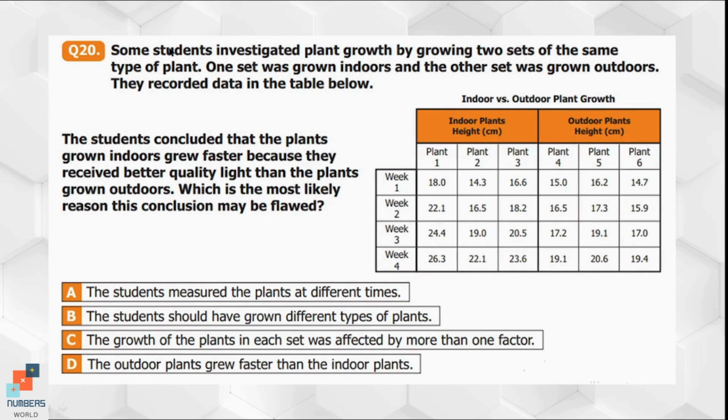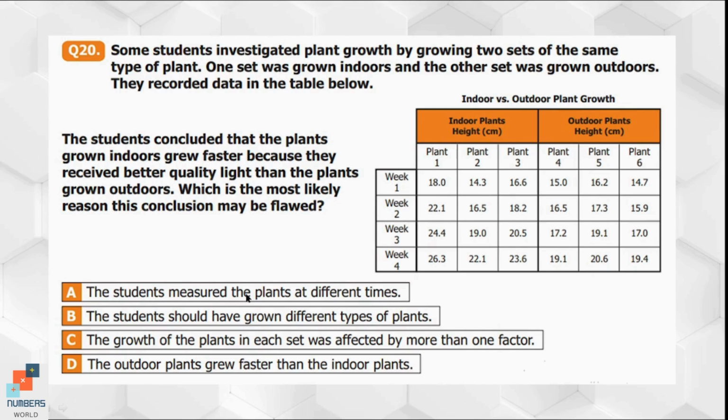Question number 20. Some students investigated plant growth by growing two sets of the same type of plant. One set was grown indoors and the other set was grown outdoors. They recorded data in the table below. The student concluded that the plants grown indoors grew faster because they received better quality light than the plants grown outdoors. Which is the most likely reason this conclusion may be flawed?